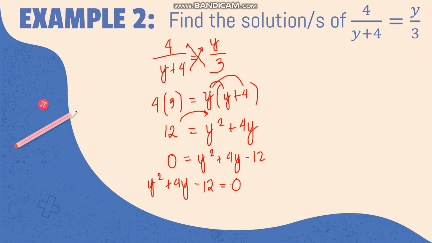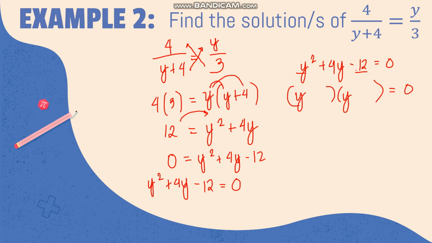Now as you can see, we now have a quadratic equation. So in order for us to solve for the values of y, what we need to do is factoring. So let me just write it here. Y squared plus 4y minus 12 equal to 0. Now how are you going to do factoring? You find factors of the first term, find factors of the third term. So let's write here y. Since the first term is just y squared, the only factors are y times y.